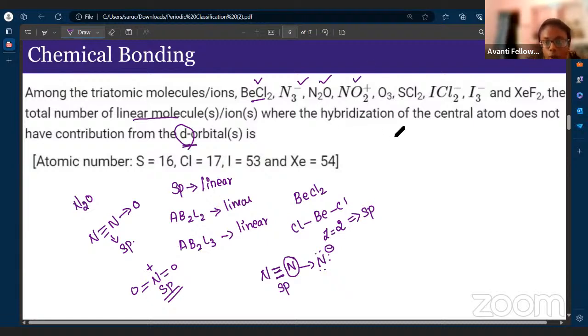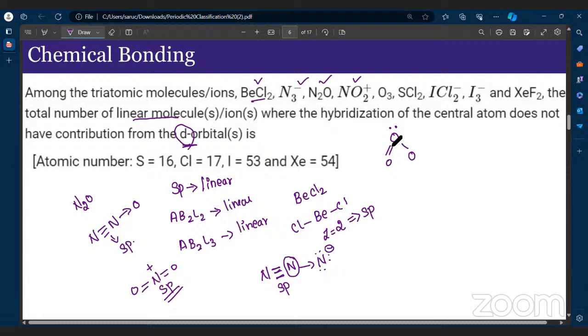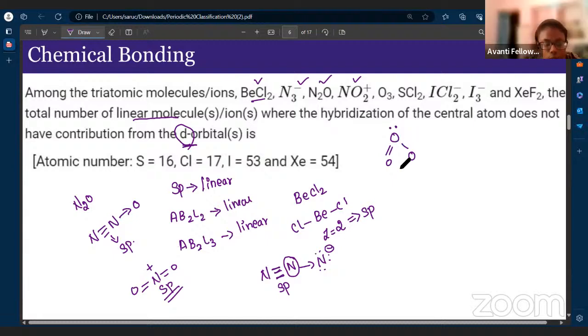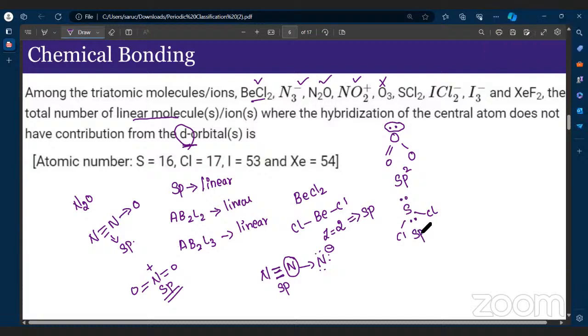So what about O3? What is the hybridization over here for O3? The hybridization is going to be sp2 because you have one lone pair. So therefore this one will not show linear. And moving to SCl2: how many lone pairs? Two lone pairs, so 1, 2, 3, 4, sp3. It is also not going to be linear.